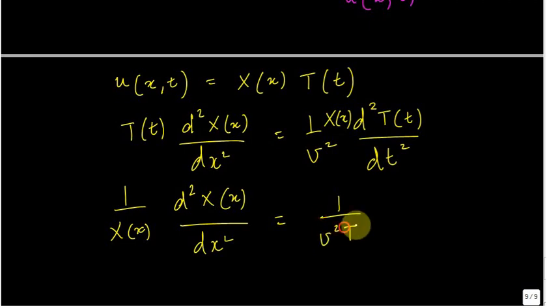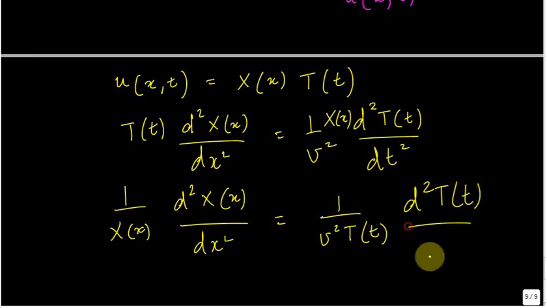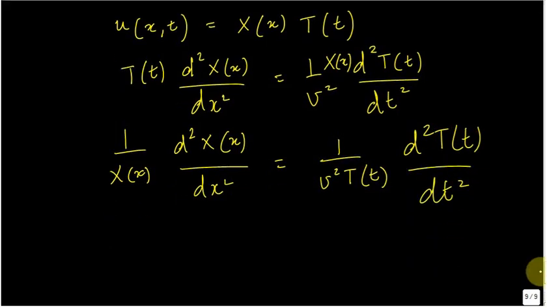1 by v square t of t d square t by dt square. What does this tell me? This is something very interesting. You see, the left hand side depends only on the variable x, small x. The right hand side depends only on the variable time, small t. How can these two be equal? They both must be constant. Very nice. You solved my problem. They are both equal to some constant.